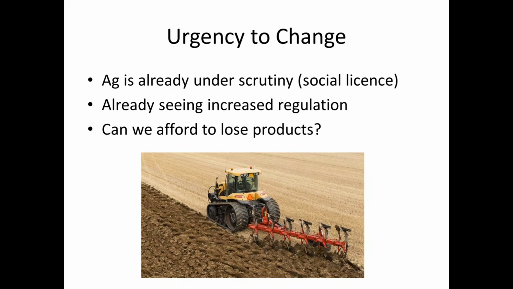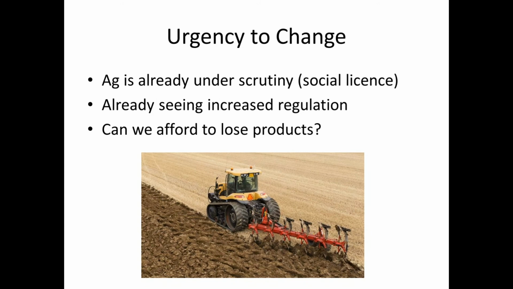So the urgency for change: why do we need to change, and what do we need to avoid these inversions? I don't think anyone would deny that agriculture is already under enough scrutiny. The social licence under which we operate is absolutely critical and becoming ever more critical with political pressures, social media, all of these things that are putting the spotlight on agriculture for good and bad.